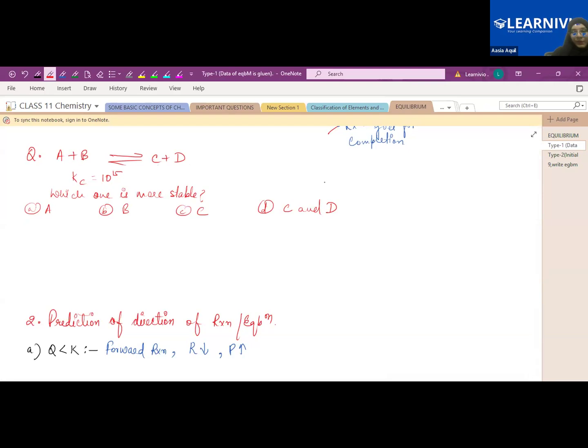Option D. Option B. Okay, Anidhi? Aisha, according to you, which one is correct? Ma'am, I also think it's option B. Okay, so why? What is the reason behind C and D? Why is it more stable?